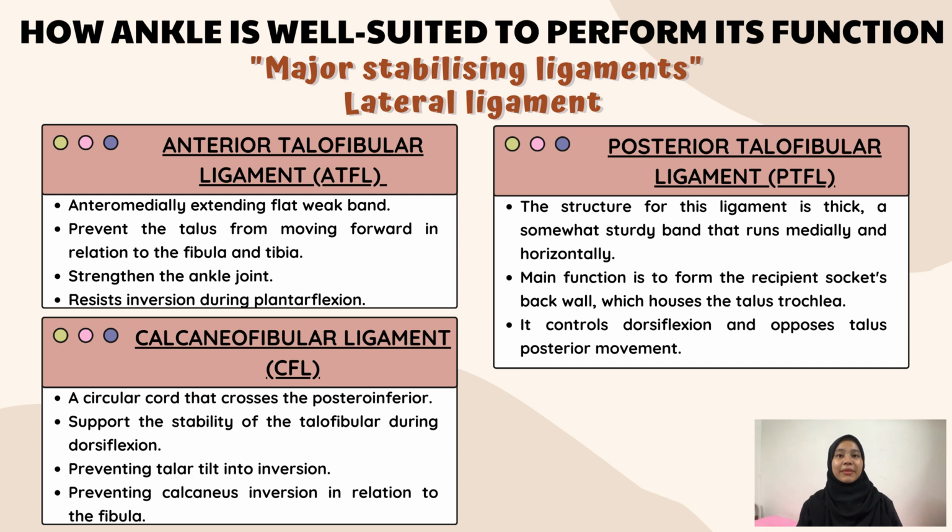The last ligament is the calcaneofibular ligament. This is a circular cord that crosses the posterior inferior. This ligament will support the stability of the talofibular joint during dorsal flexion. Other roles include preventing talar tilt into eversion and preventing calcaneus inversion in relation to the fibula.